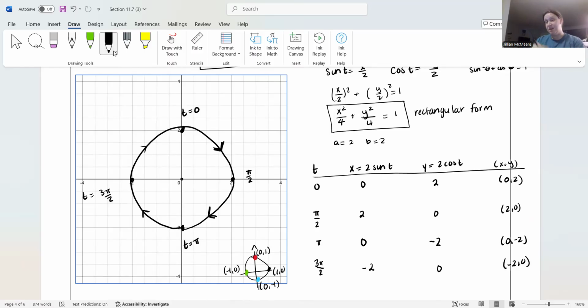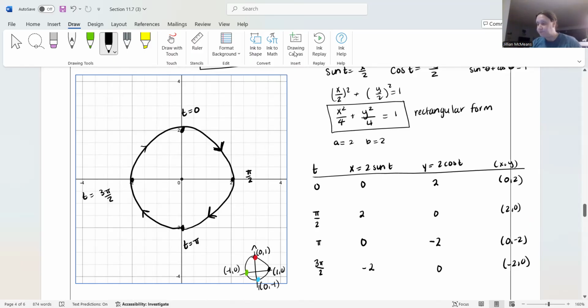You need to find successive values of t. For the ones we're going to do, 3 or 4 is plenty, and that'll give you the orientation, which remember is just the direction we're traveling. So it gives you that definite starting point and then the direction. Okay, so there you have it.